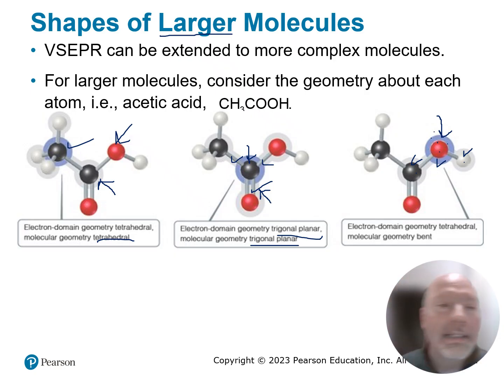So now you can see where it gets a little more sophisticated. This was acetic acid, CH3COOH. It's a weak acid. It donates a proton in solution, household vinegar.